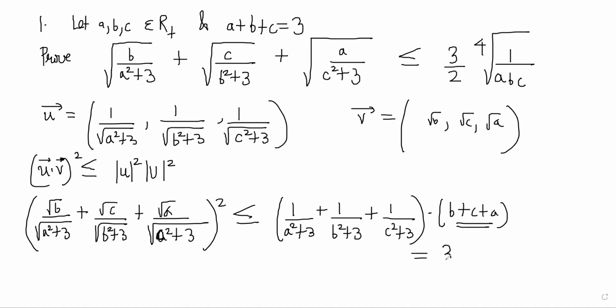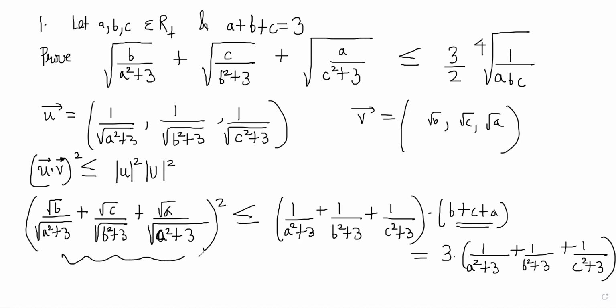So this is equal to 3 times 1 by a square plus 3 plus 1 by b square plus 3 plus 1 by c square plus 3, right? So great. We have this inequality right now. The square of what we need in the LHS is less than equal to 3 times this, right? Okay. So let's just write it on the next screen and we'll continue from this point.